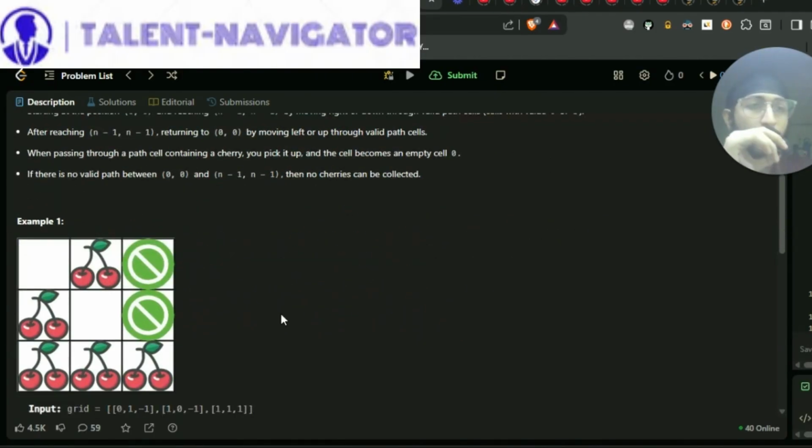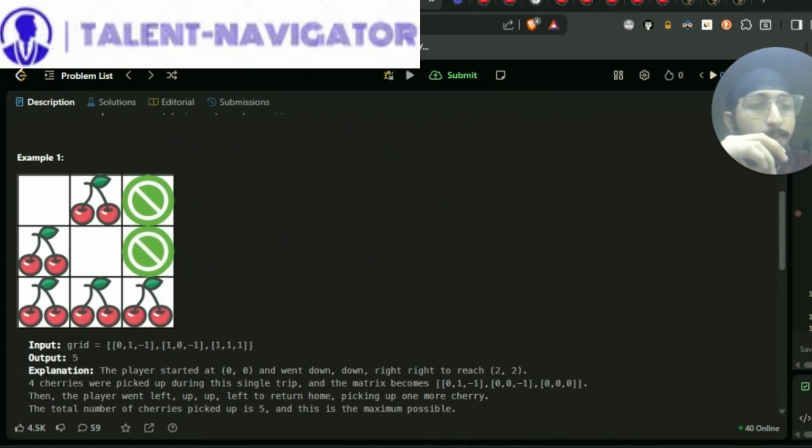Right, so let us go to the first example. Our aim is to calculate the maximum number of cherries that we can pick up. We are initially at 0, 0 and we need to reach the bottom right and come back to it while collecting the maximum number of cherries that we can. The blocked cells are labeled as -1. Let me draw the grid for you.